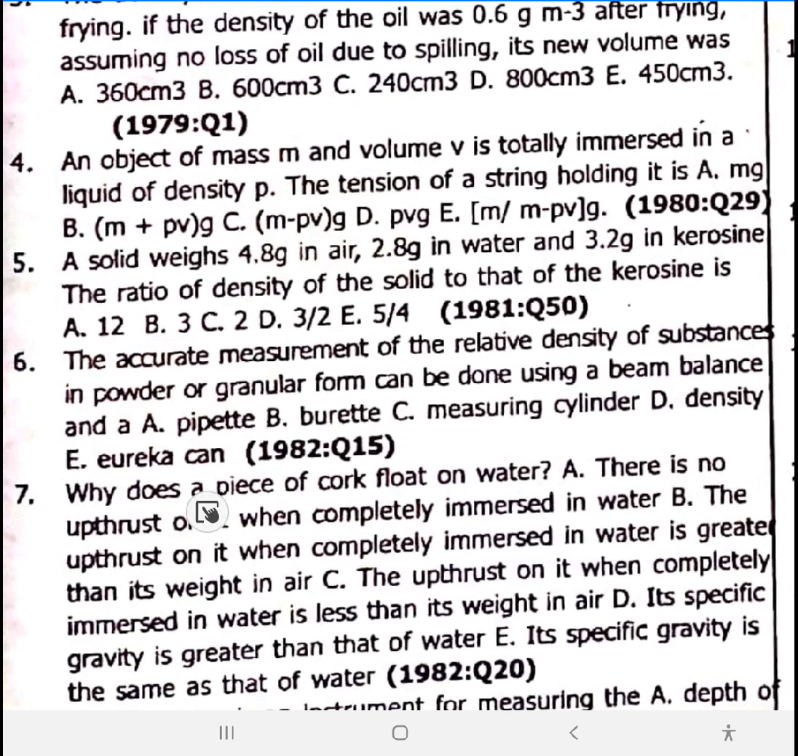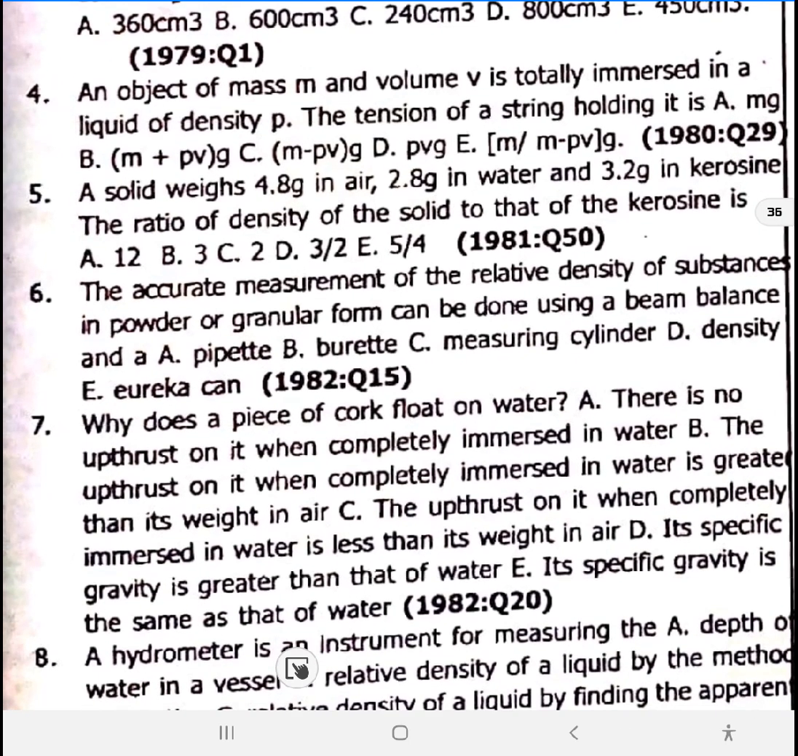Number 7. Why does a piece of cork float on water? You need to understand the principle of flotation here to be able to answer this question. The options: there is no upthrust on it when it's completely immersed in water; the upthrust on it when completely immersed in water is greater than its weight in air; the upthrust on it when completely immersed is less than its weight in air; its specific gravity is greater than that of water; its specific gravity is the same as that of water. There's no correct option here.